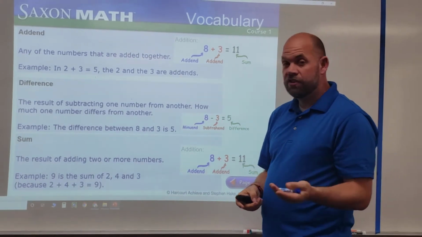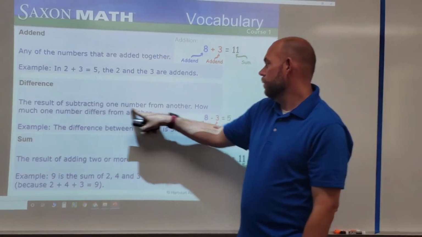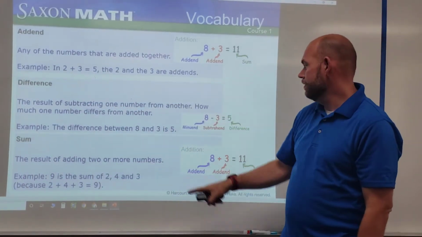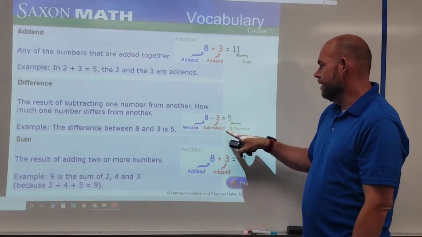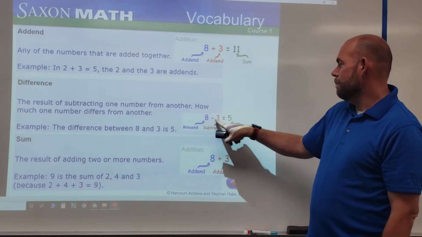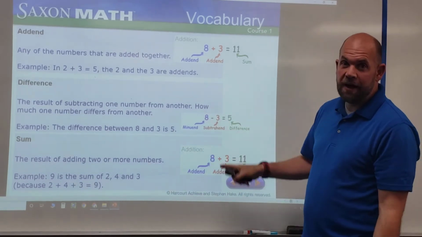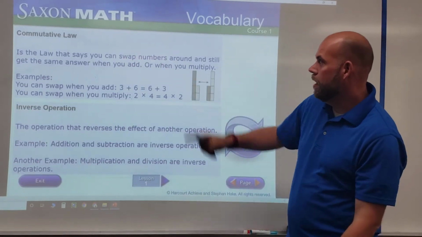Now in subtraction, we deal with differences. So the result of subtracting one from another is a difference. So we have a minuend and a subtrahend. The subtrahend is what you subtract. So 8 minus 3 equals the difference, 5. So that's just a little bit of vocab. We've got a few more things here.